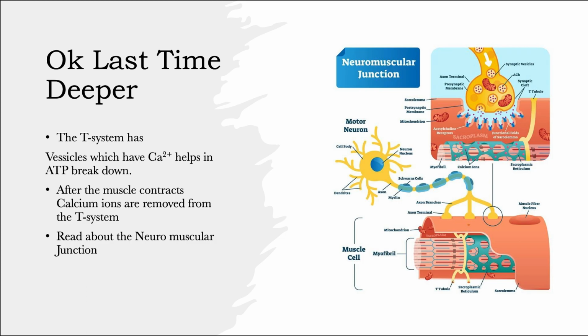After the muscle contracts, the calcium ions are removed and they are going to be stored back into the sarcoplasmic reticulum. Now, the muscle itself, the sarcolemma, which is the membrane of the muscle, is going to synapse with the motor neuron to form what we call the neuromuscular junction. And we will talk about the neuromuscular junction in our series on coordination, so feel free to watch it there.